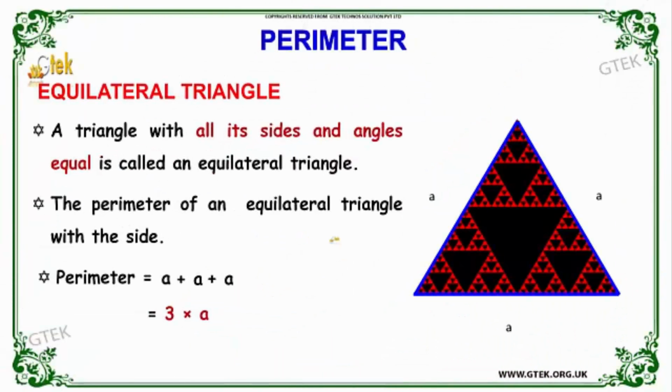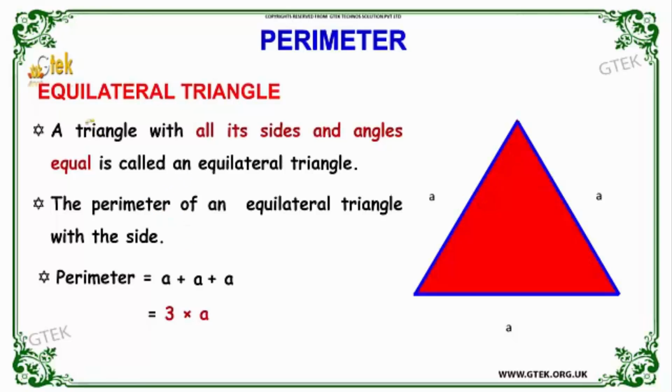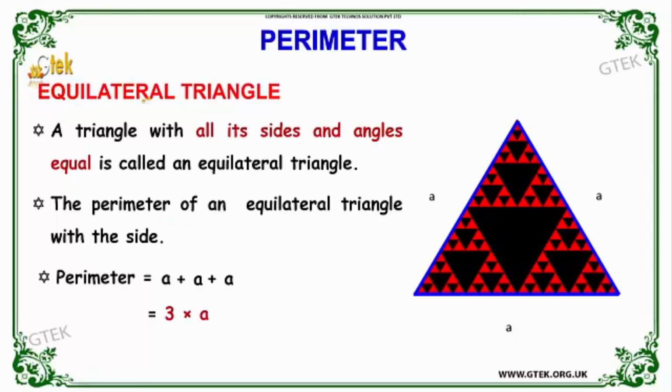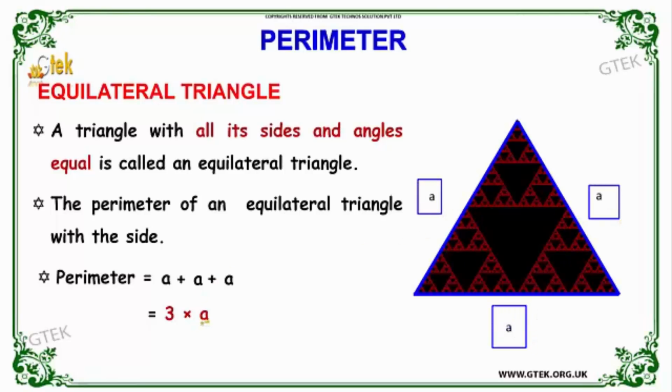The next one is the equilateral triangle. The term itself denotes equal. So a triangle with all its sides and angles equal is called an equilateral triangle. The perimeter of an equilateral triangle with side denoted as A is formulated as 3A, that is 3 into A, since we have 3 sides in a triangle. So the perimeter of a triangle is 3A.